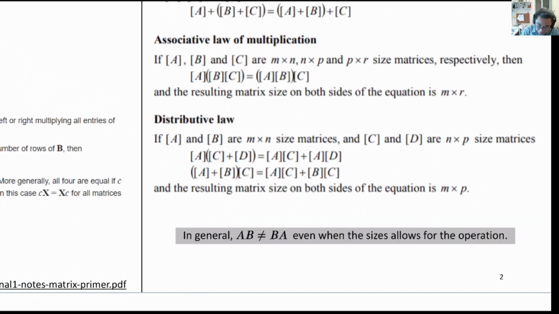Now we also have the distributive law. That is, A multiplied by C plus D is the same as opening up the bracket, performing A times C plus A times D. That is, we can distribute the multiplication. The other example is A plus B first, multiplied by C, is the same as A times C plus B times C.